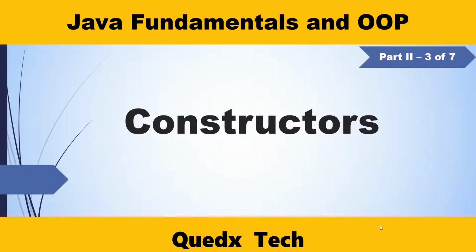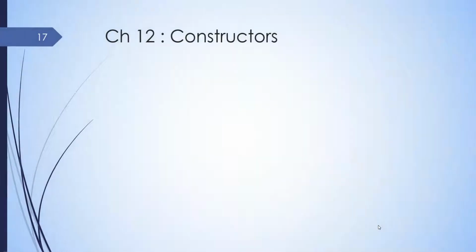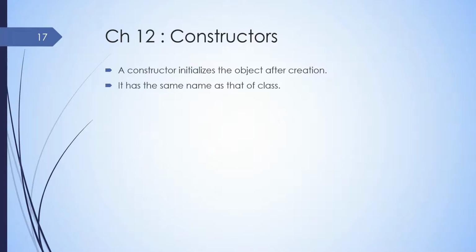This chapter we'll be looking at constructors. A constructor initializes the object after creation. It has the same name as that of the class. We'll be looking at an example in a bit. They don't have a return type.